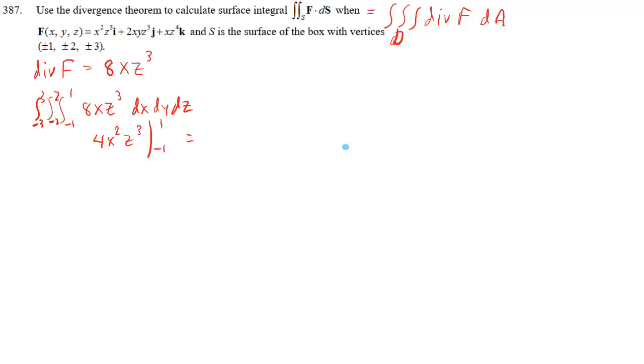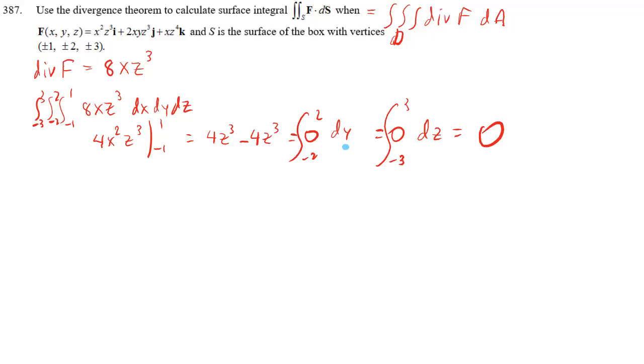So that would be 4 times 1 squared is 4. Negative 1 squared is also positive 1 times 4. And so the first integral comes out to be a 0. Well, when we integrate that with respect to y from negative 2 to 2, we get 0. When we integrate that with respect to z from negative 3 to 3, we get 0.